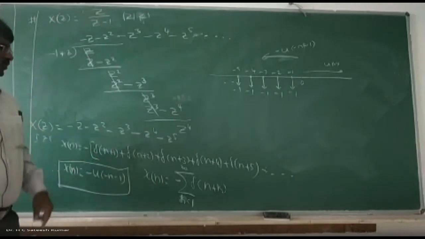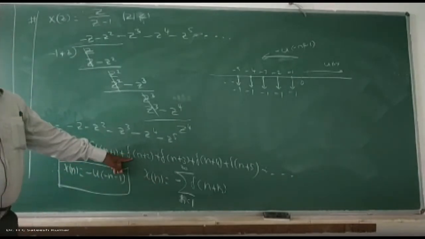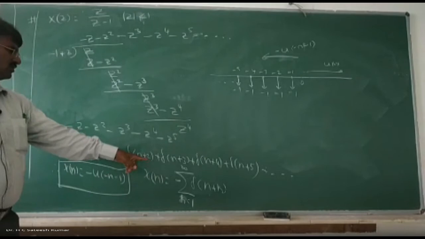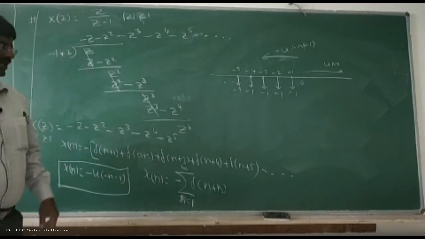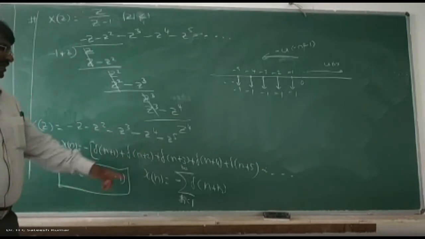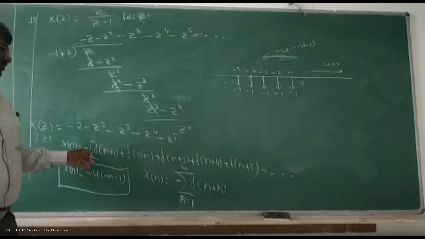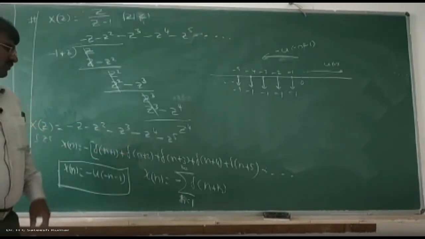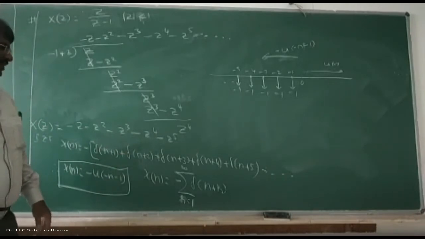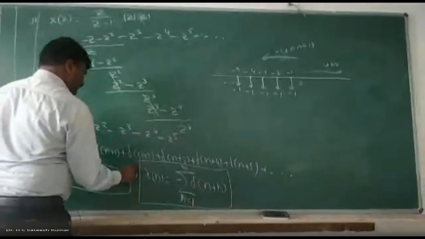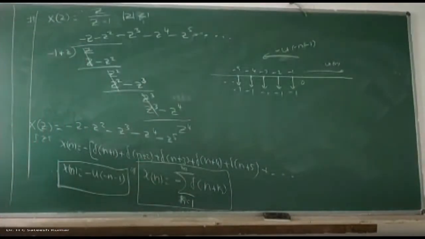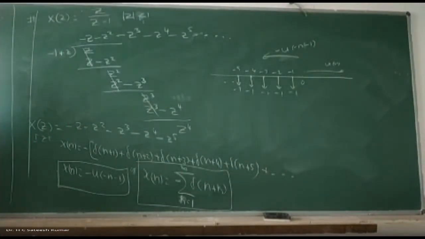k is equal to 2. This is a trial and error only. k is equal to 2, delta of n plus 2 with negative sign. k is equal to 3, delta of n plus 3 with negative sign. k is equal to 4, delta of n plus 4 with negative sign. k is equal to 5, delta of n plus 5. Like that. That's how we should do it. Will you agree with that?